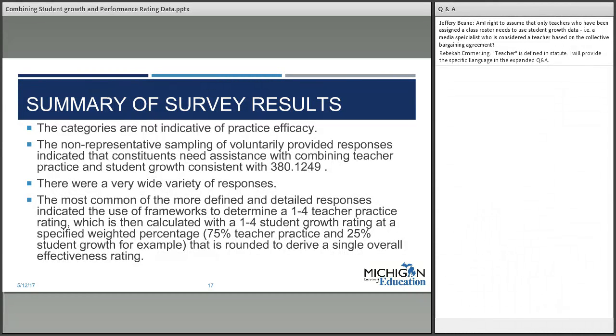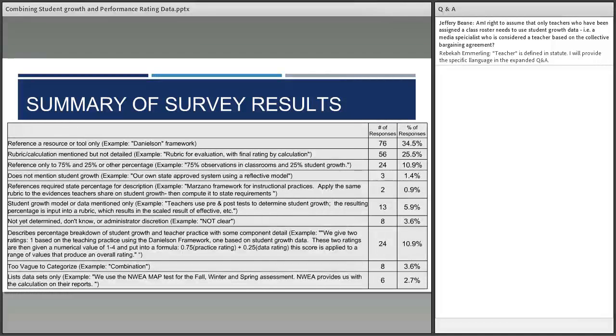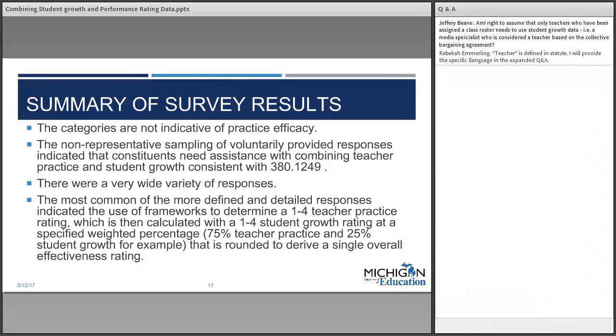So in summary of the survey results, the categories themselves were not indicative of practice efficacy. Just because a responder said Danielson or 5D+ and didn't provide a lot of detail doesn't mean that practice was any better or worse than a survey responder who provided a significant amount of detail on the combination method they used. These aren't values, these are just nominal.